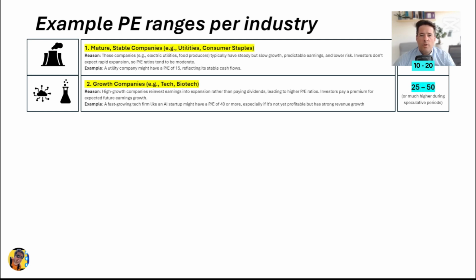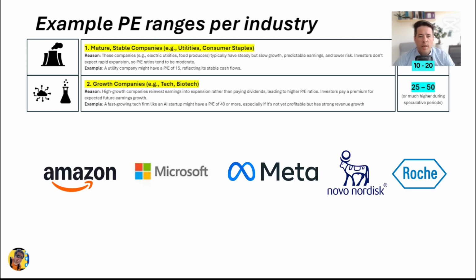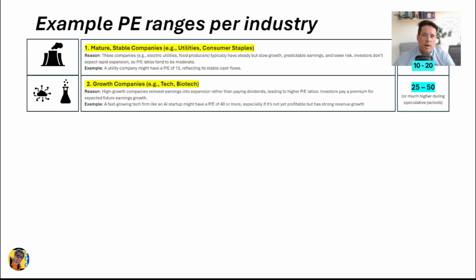Next one is growth companies, tech companies, biotech companies. They normally have a PE ratio between 25 and 50. And obviously, if such a growth company has suddenly made an innovation or a breakthrough, then suddenly this PE ratio can even be higher as well.